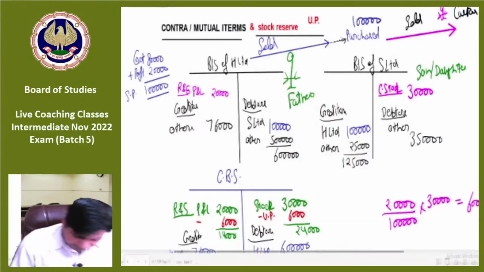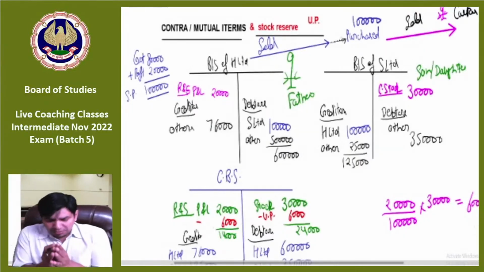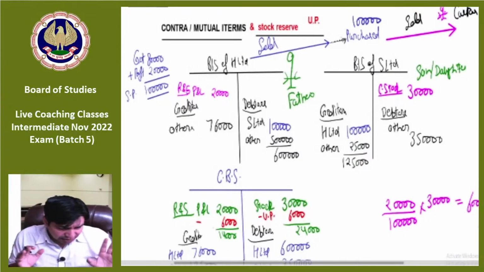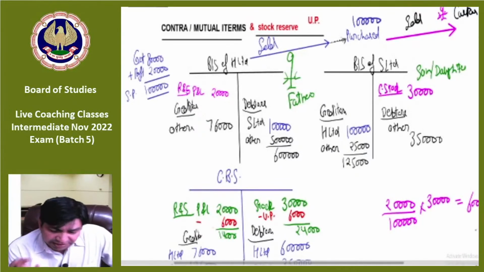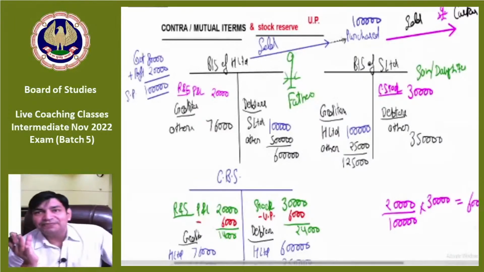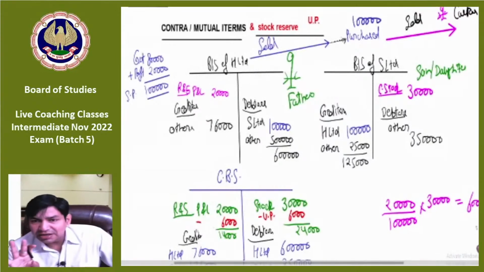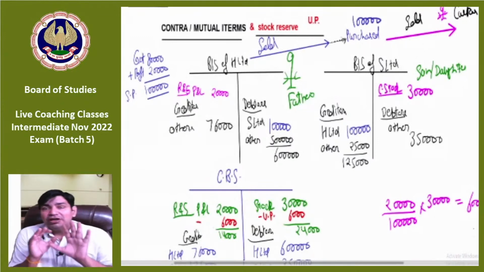Let's do a question, and that question will be containing many adjustments in the same question. We will be having dividend adjustment. We will be having bonus adjustment. We will be having contra items. We will be having unrealized profit. We will be having pre-acquisition dividend, and in regards to pre-acquisition dividend there will be rectification of error. That will be your revisionary question.